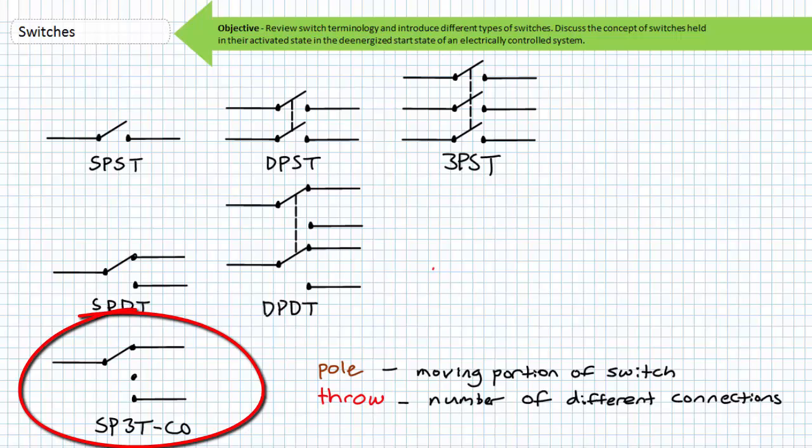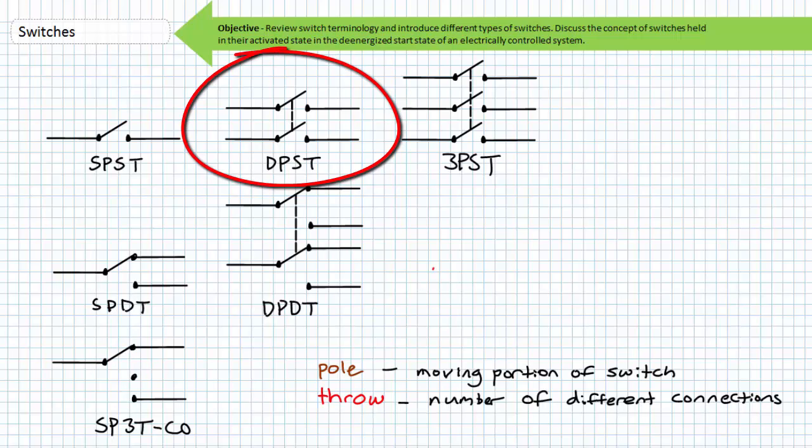This is now a single pole triple throw switch, sometimes called an SP3T-CO, where CO stands for center off. There is still a single pole, however it can make three different connections.